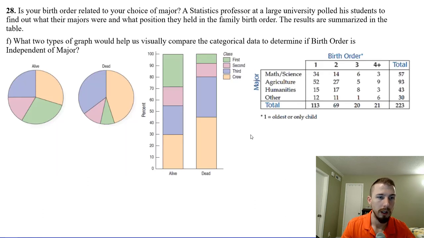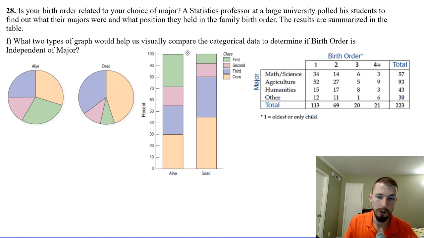That's simple. What two types of graphs would help us visually compare the categorical data to determine if birth order is independent of major? There are two that we use for categorical data. Those are pie charts and segmented bar charts. No, we also use bar charts for categorical data. That's true, I'm sorry. But these are the two that help us visualize whether or not they're independent, and the reason for that is they break them up into proportions or percentages of the whole.